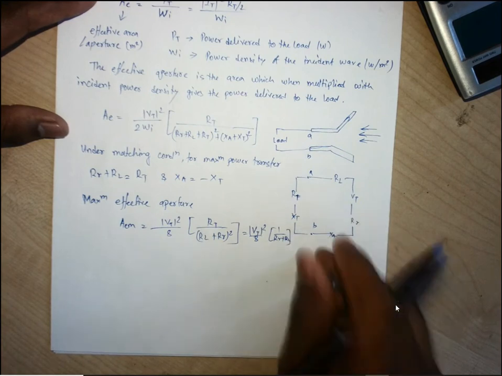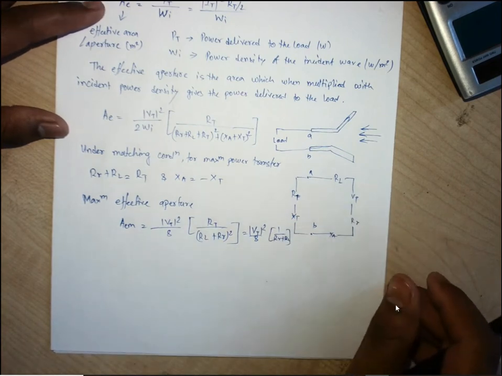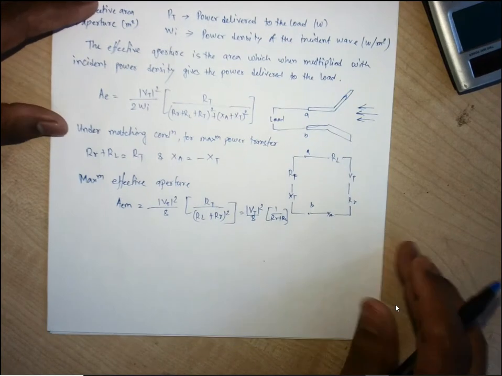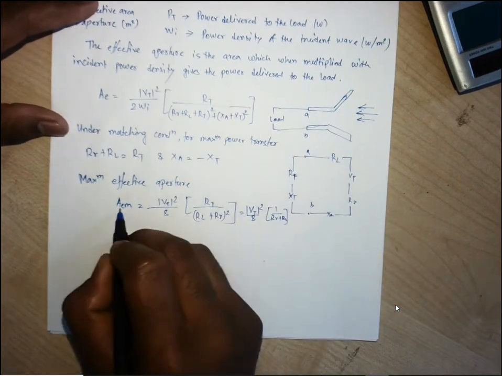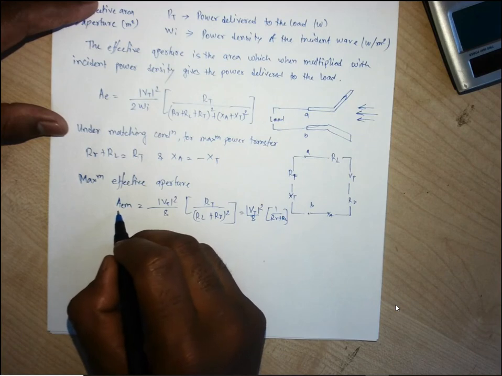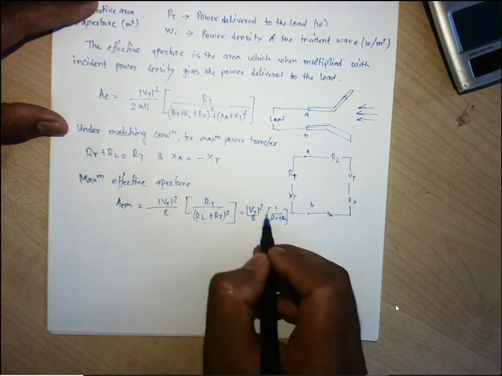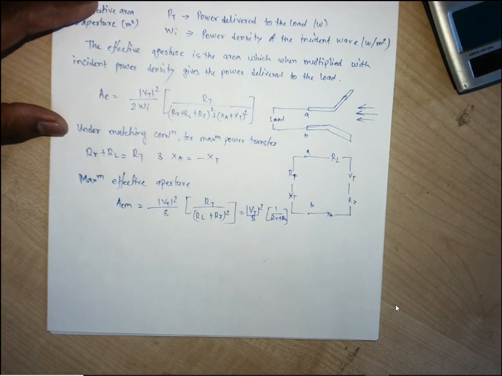It is the receiving mode. So this is the maximum aperture. When it gets multiplied with the incident power density, it gives the maximum power delivered.